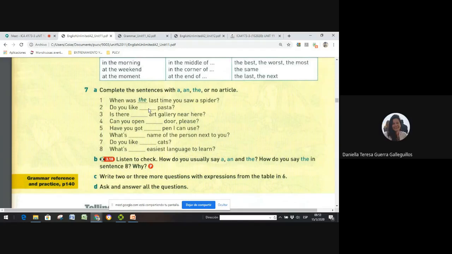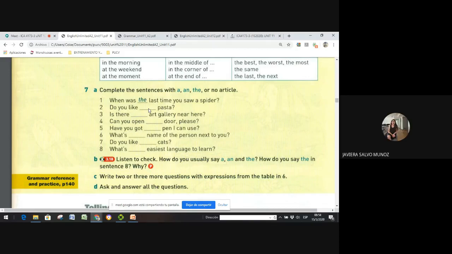Number 3. Is there an art gallery near here? Right. Near here, like near my house, nothing. What about yours? Is there an art gallery here? No. Oh, that's so sad. Yes, thank you.